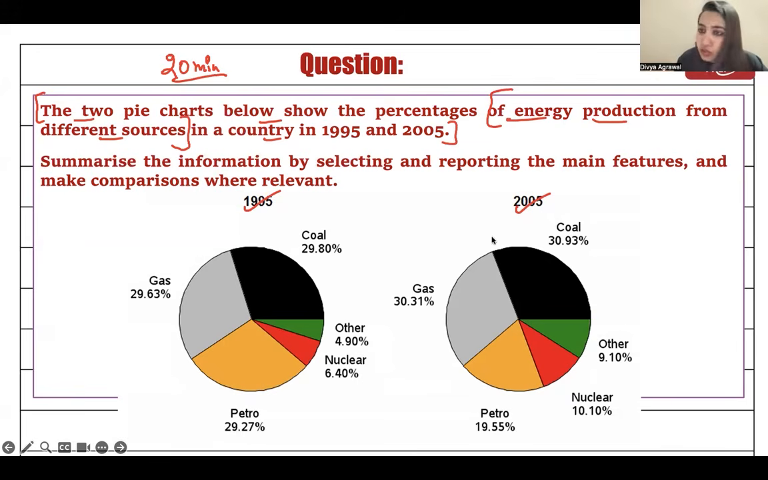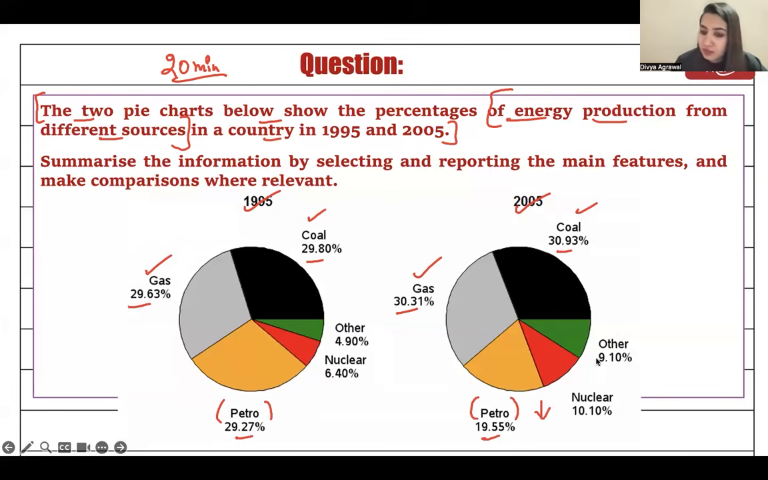What are the major sources of energy production? If we see gas and coal, it is evident. Can you see, guys? Both of these sources are majorly producing the energy. Now, gas in 1995 is at approximately 29%, which has increased to 30%, so it is contributing majorly in 1995 and equally in 2005. Now, coal has also increased from 29.8% to 30% approximately. Whereas petroleum is the only source of energy which has decreased in relative terms, from 29 to 19%.